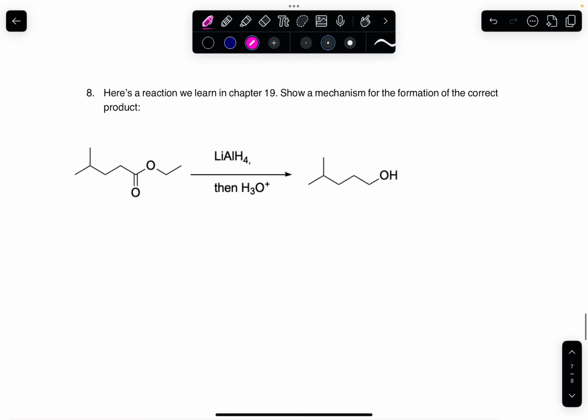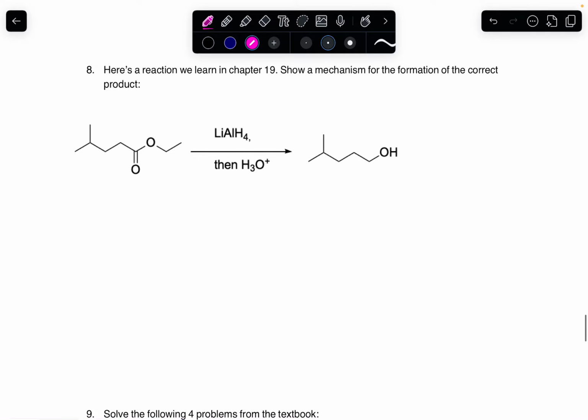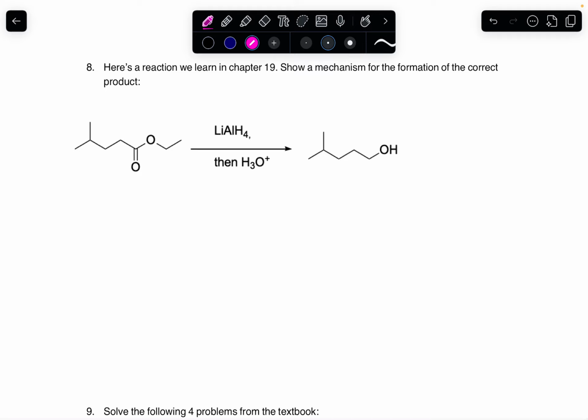All right, here's a reaction that we learned in chapter 19. Show a mechanism of the correct product. So this is kind of like me simulating one of those WTF questions on an exam where you haven't seen it before, but yet it is still possible to be asked about. We have seen H3O+, we've seen lithium aluminum hydride.